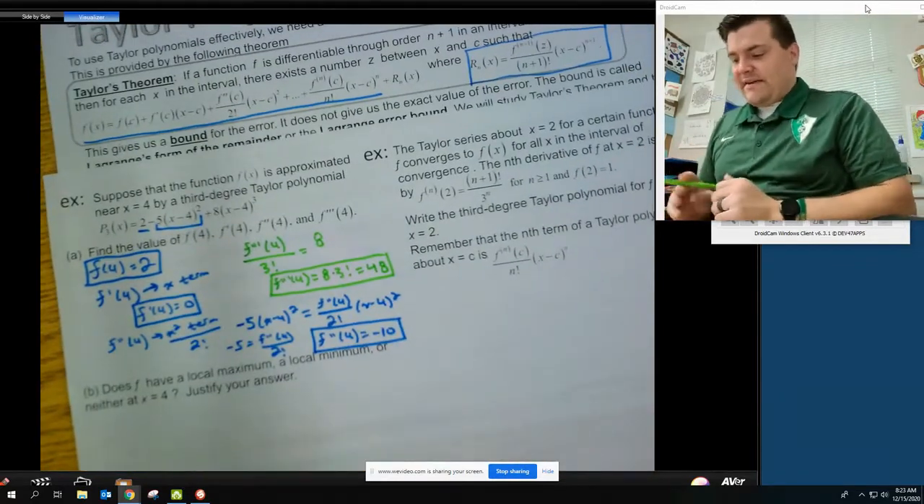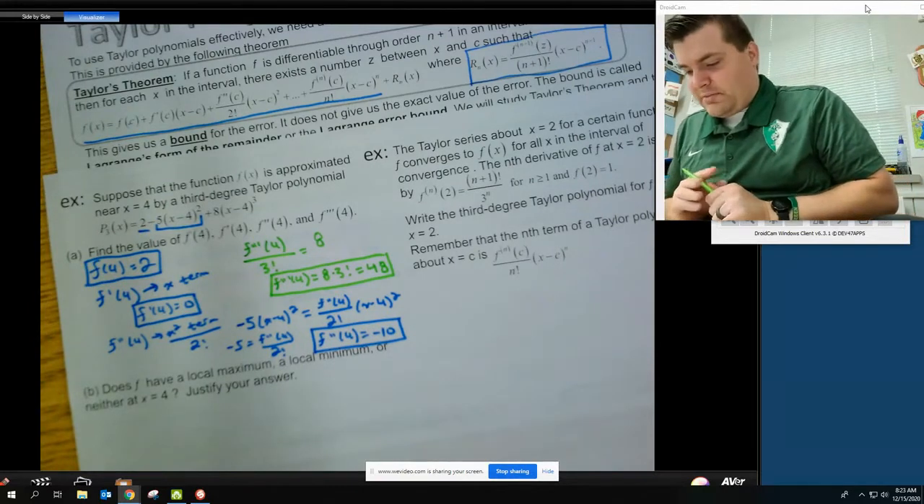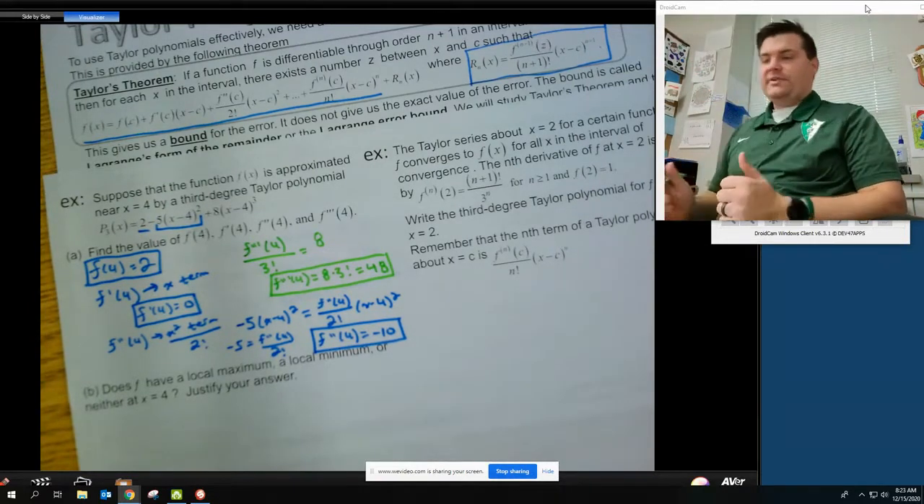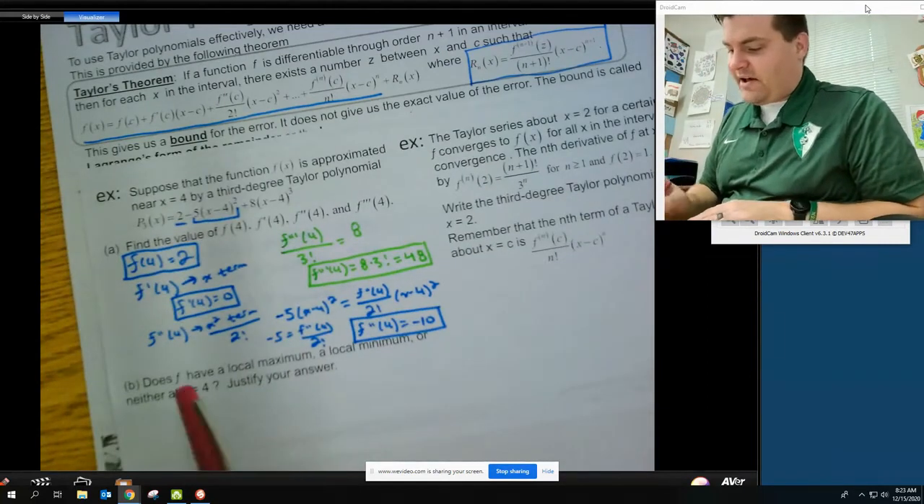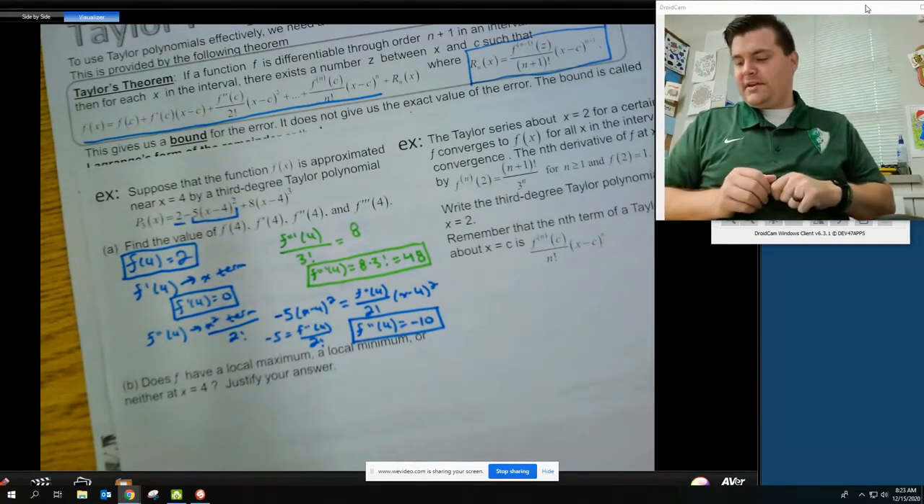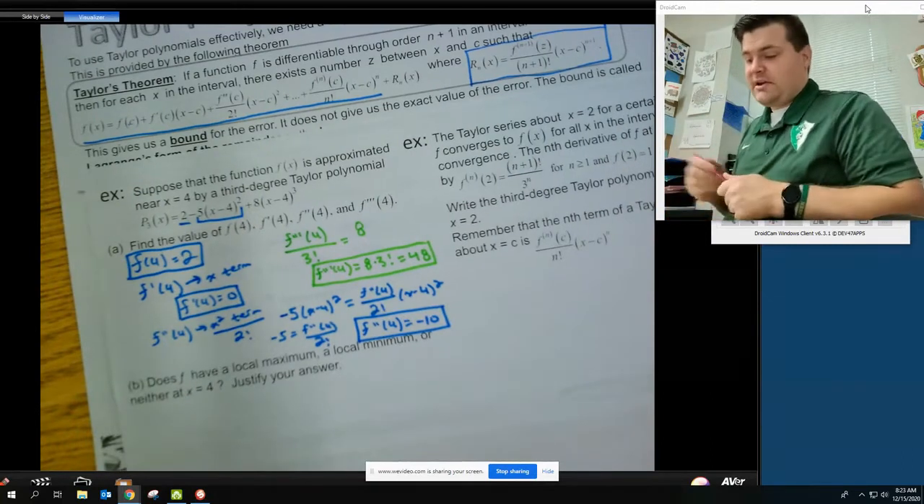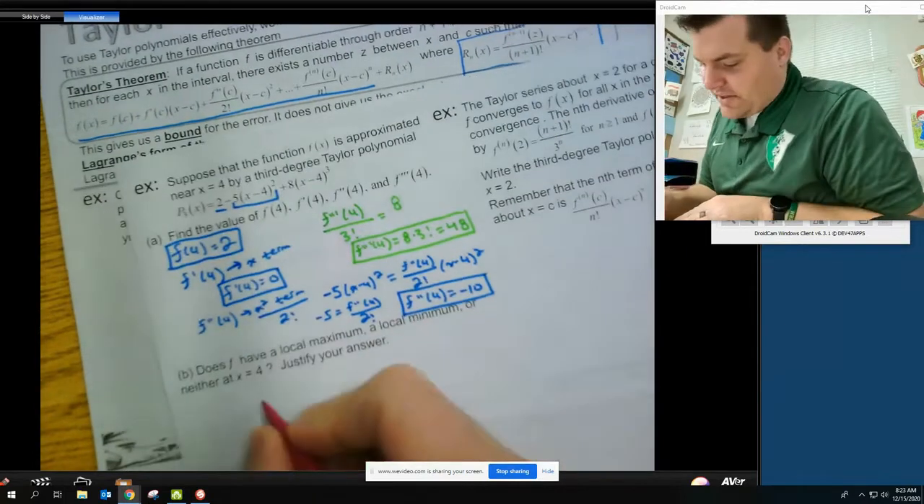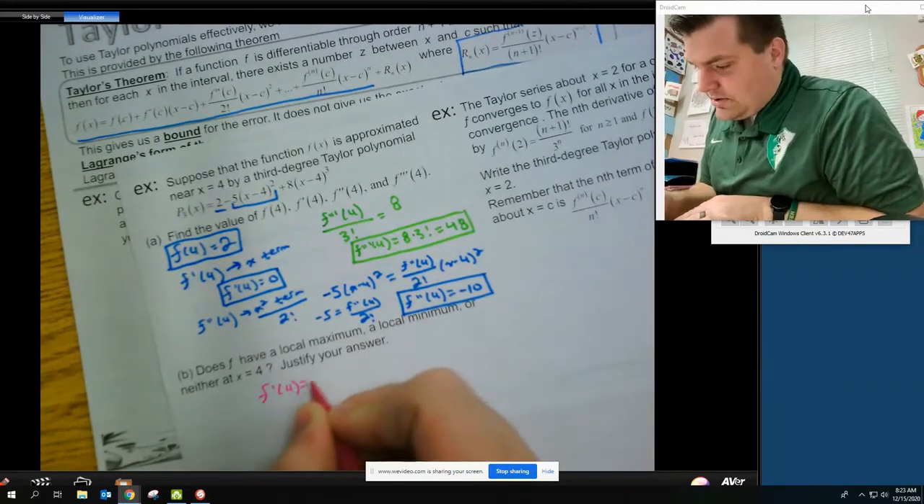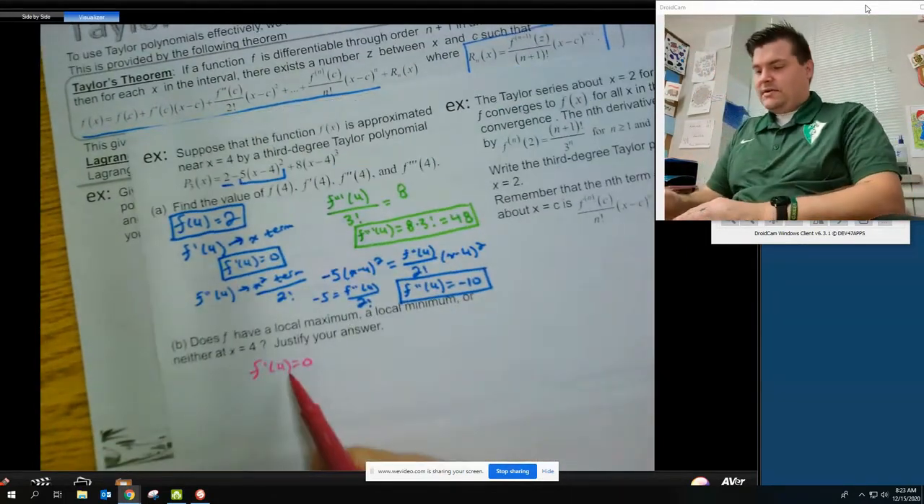Part B, does f have a local maximum, local minimum, or neither at x equals 4? This is a fantastic question. In order for f to have a local maximum, minimum, or even just any type of extrema, the derivative has to be 0 at 4. And, well, we do know that. So, boom, I'm good there.